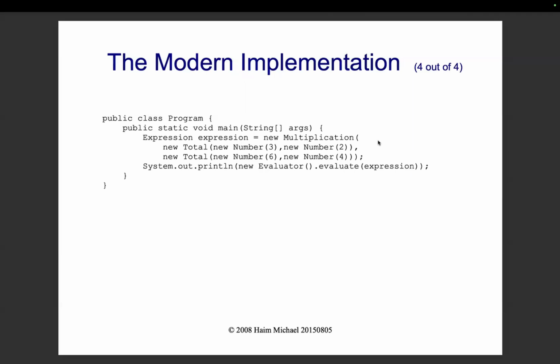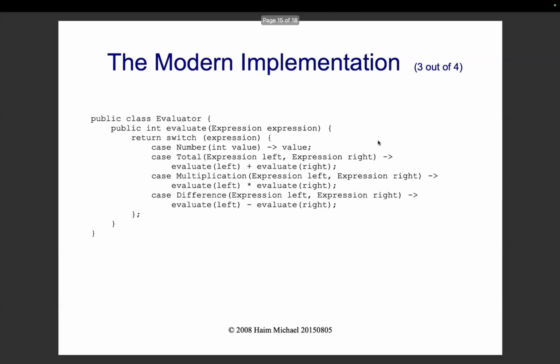Each one of them is also an expression, because number, total, multiplication, all of those types implement expression. Now, in order to go over and evaluate each one of these expressions, and this is exactly what happens here, look how simple it is. We just define a class, and inside that class, we define a method that takes an expression object.